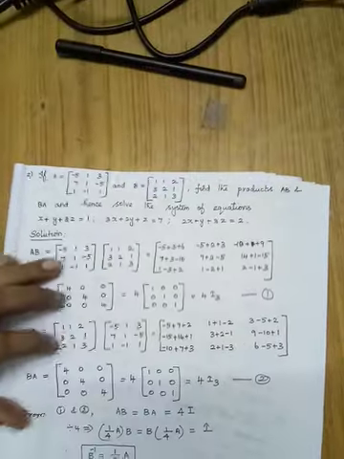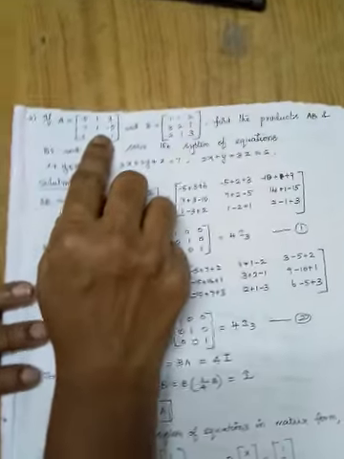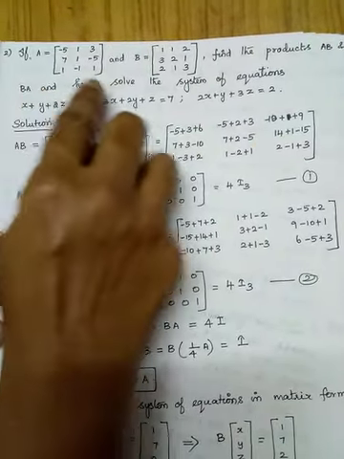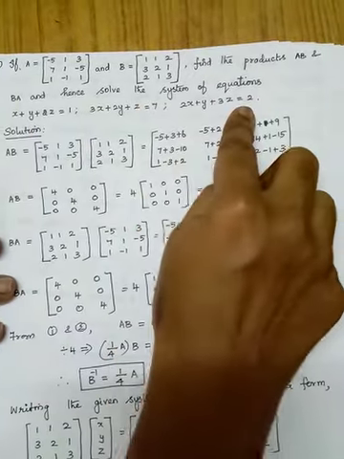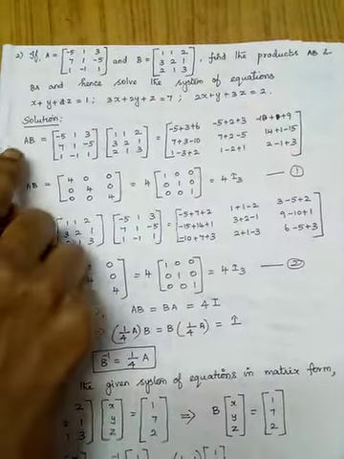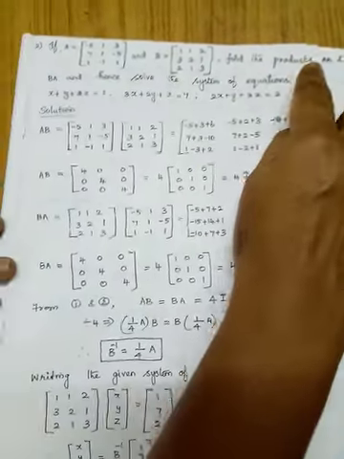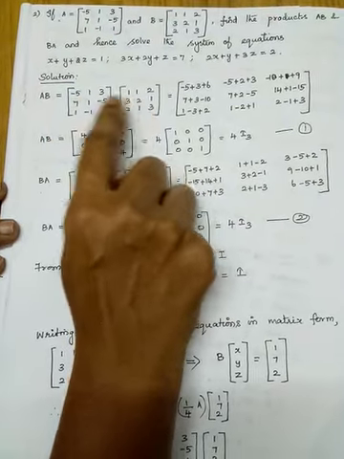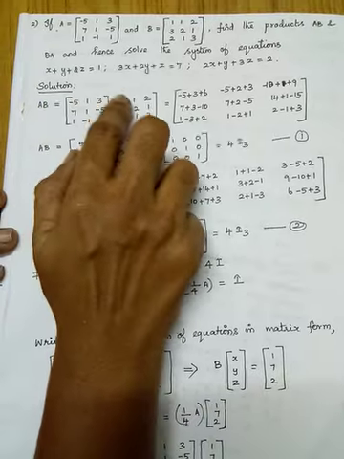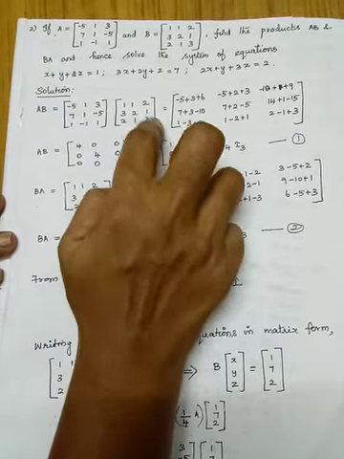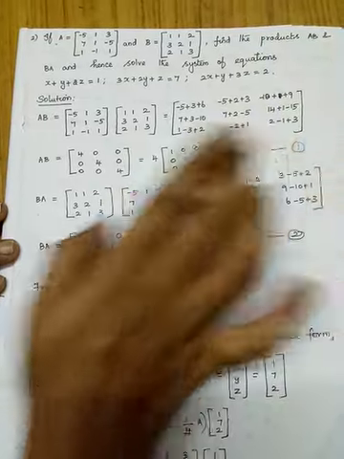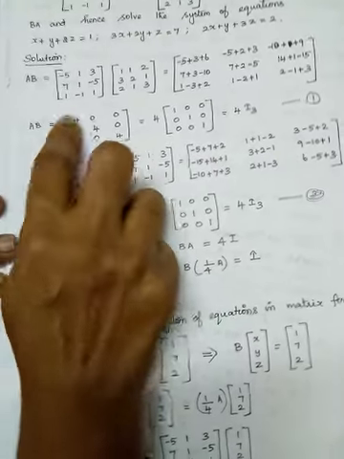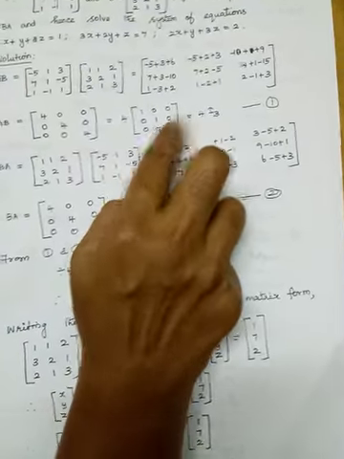See the second problem: A matrix is given and B matrix is given. You have to find the products AB and BA and hence solve the system of equations. In this way it is given. So first you have to find AB. What is asked? Find the products AB and BA. So we have taken AB, A is written first and B is the second one. You know matrix multiplication: first row, first column, first row, second column, first row, third column. In this way you have to multiply the two matrices. So what answer will you get finally? 400, 040, 004. From this 4 is taken out, you will get the identity matrix of order 3.